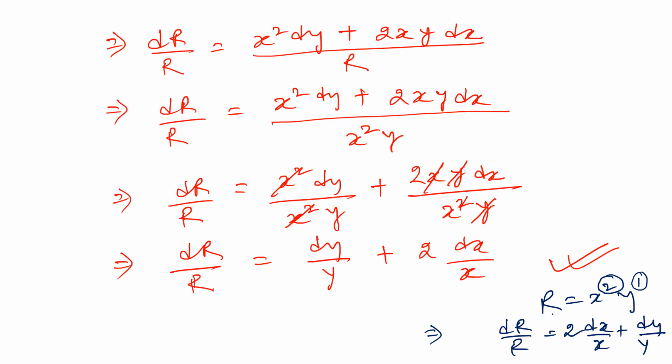That means whenever any function is given to you, r equals x square into y, whatever the exponents present on the variables will come on the backside, and dr upon r equals 2 into dx upon x plus dy upon y.